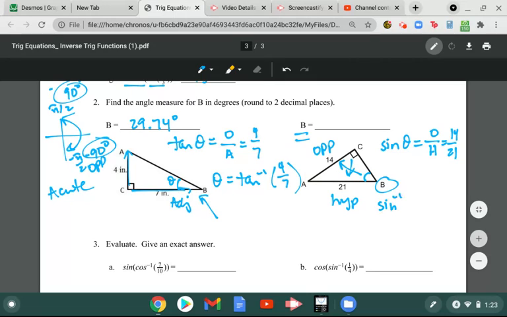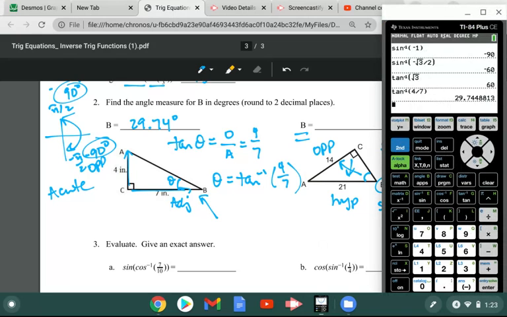So sine inverse of 14 over 21 is going to equal my angle B. And I'm okay to go ahead and not worry about the range because B is an acute angle. It's less than 90 degrees. Let's go ahead and do a sine inverse here.